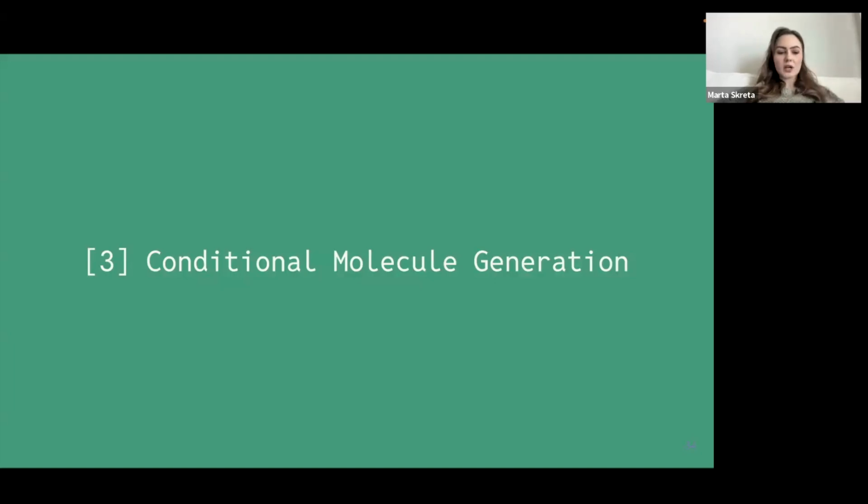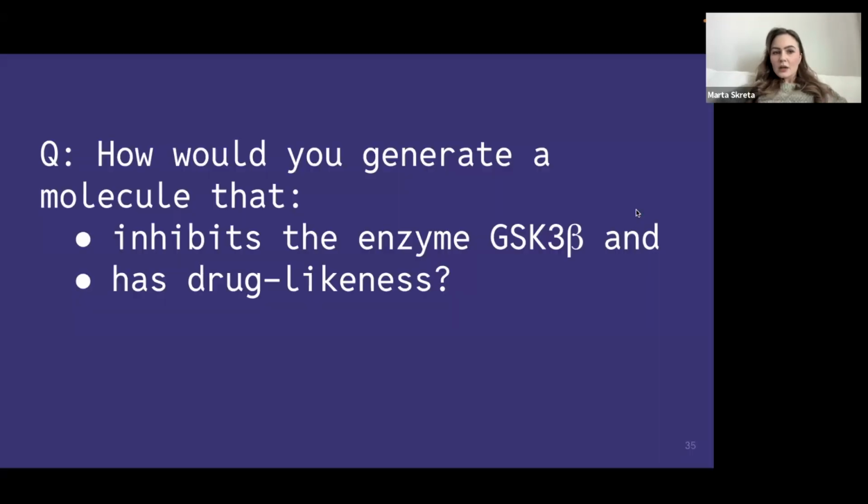It needs to be, for example, non-toxic and soluble. It needs to have drug-like properties. So multi-conditional molecule generation is quite difficult because we need a molecule to satisfy multiple properties at the same time. And usually the way people would do this in practice is post hoc filtering, but we want to see if we could just do this in one step. So let's say that we have a situation where we want to generate a molecule that inhibits an enzyme called GSK3 beta, and also has drug likeness.